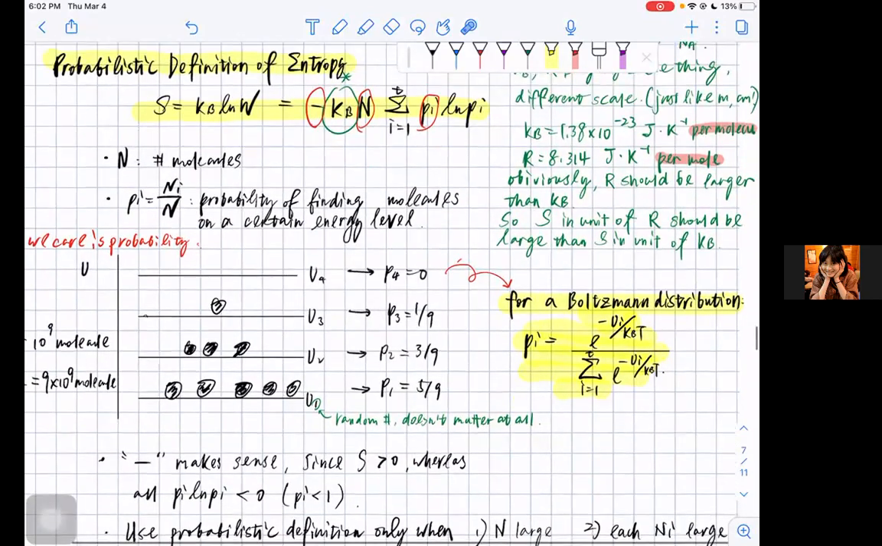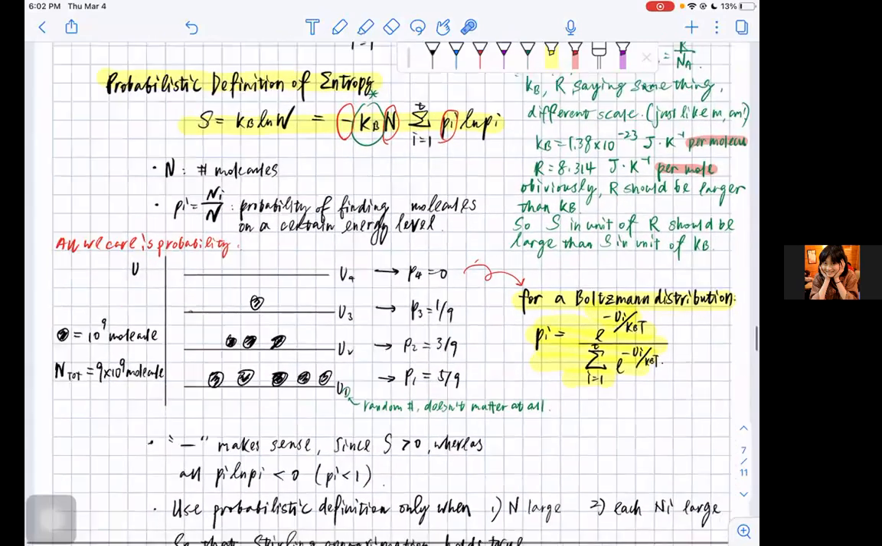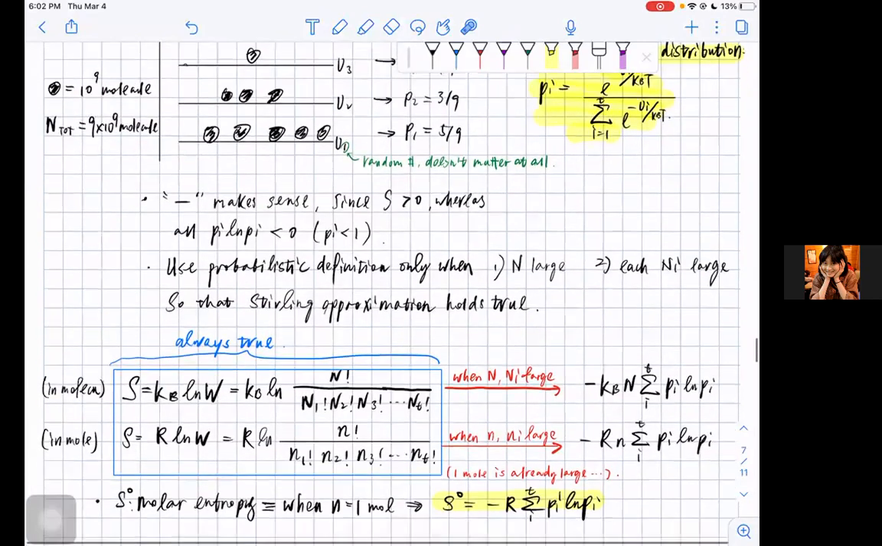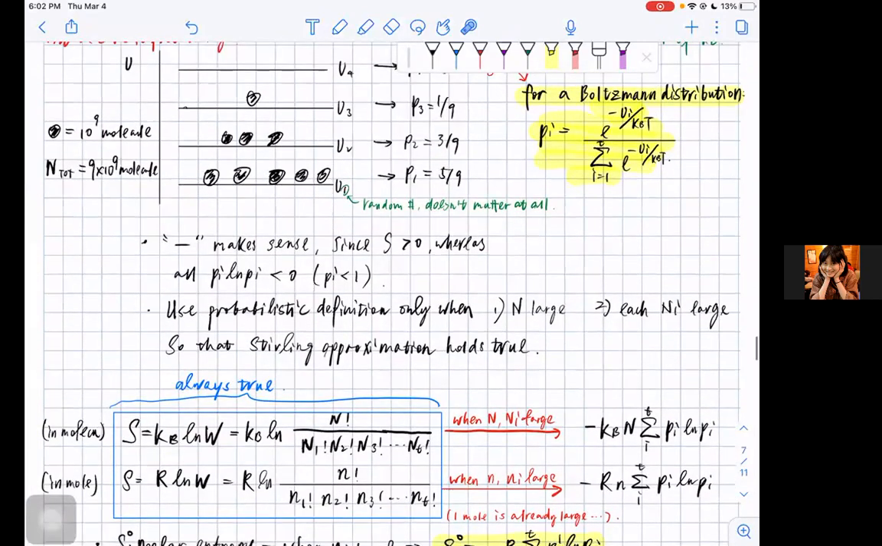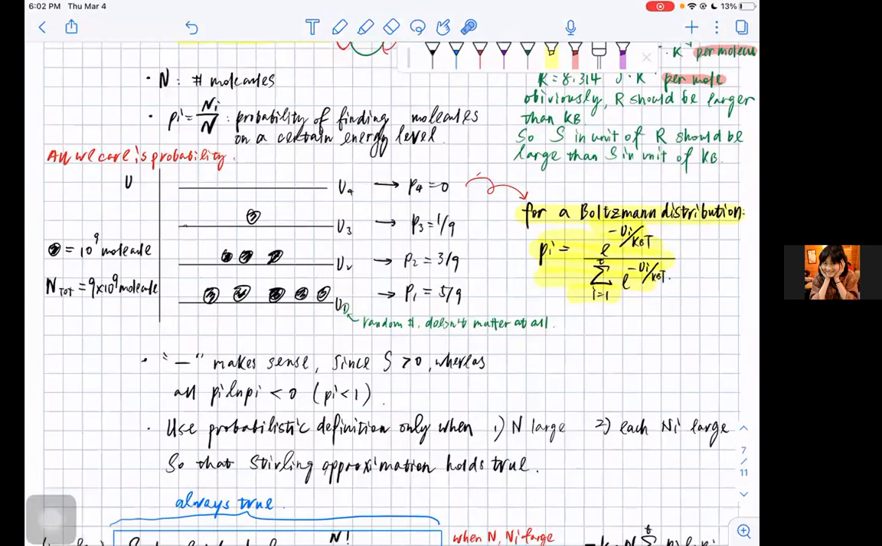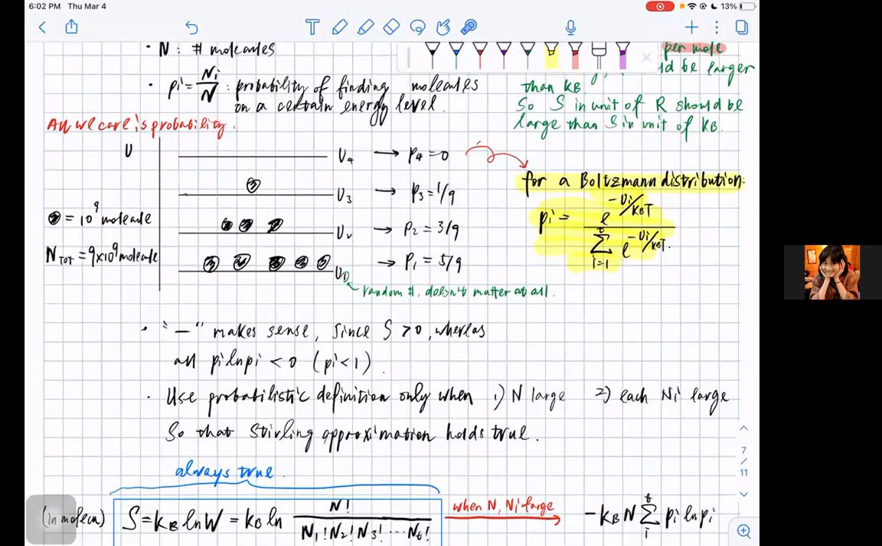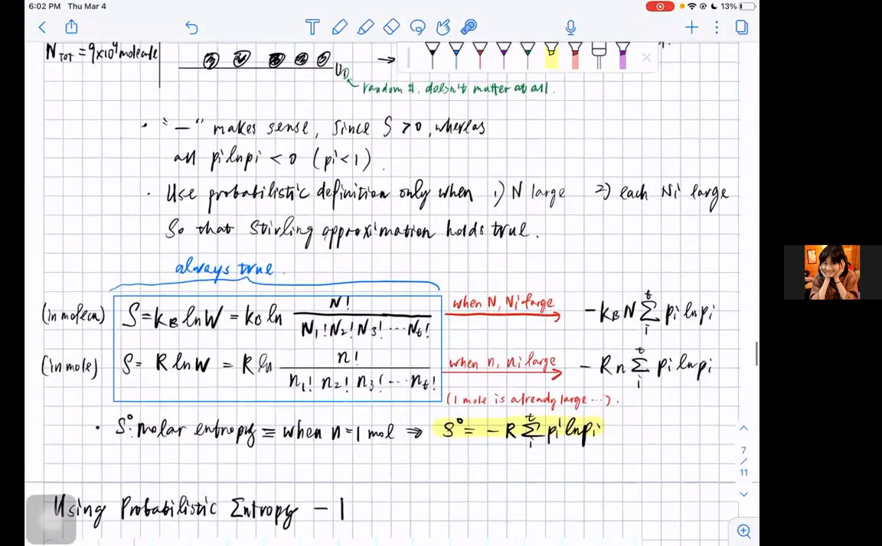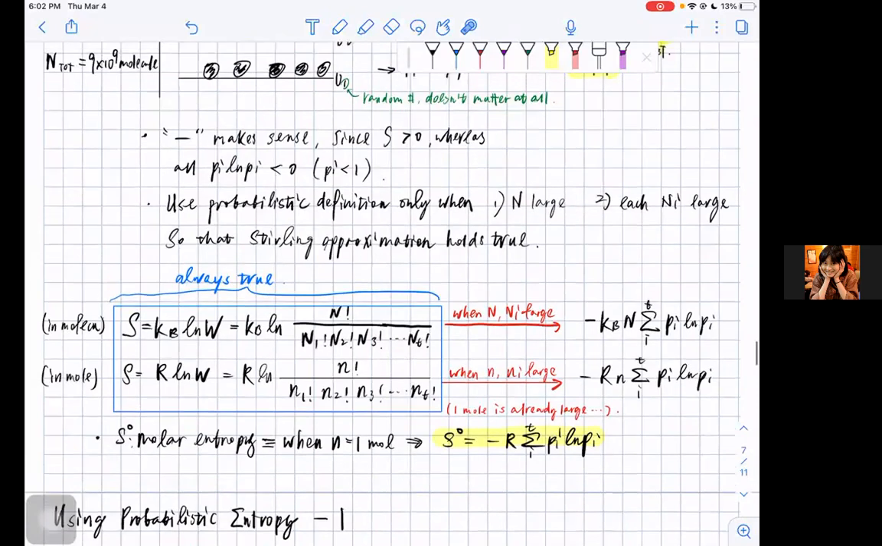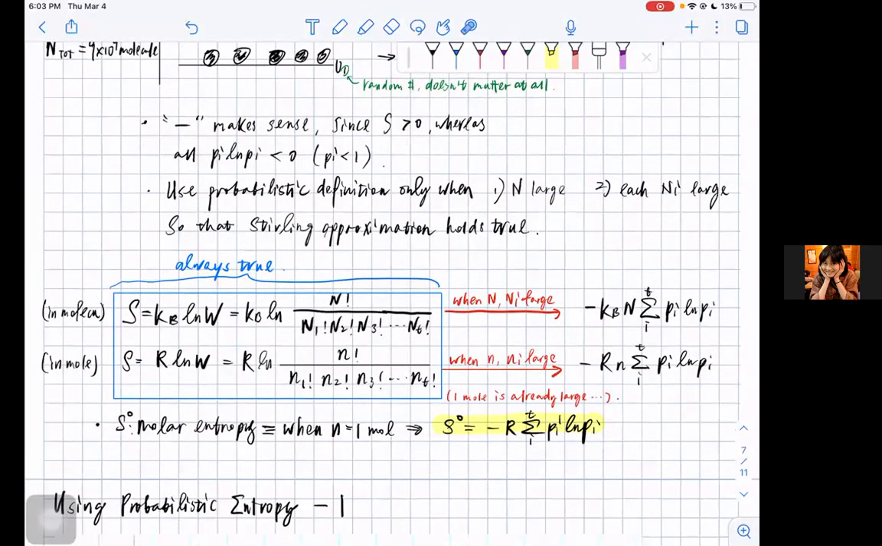A nice thing to notice is that you can have a Boltzmann distribution for pi, which is given here. You should also notice that we only use this probabilistic definition of entropy when n and ni are large enough, so large that the Stirling approximation is valid. So when your system is not large enough, the expression at this point cannot be simplified further.